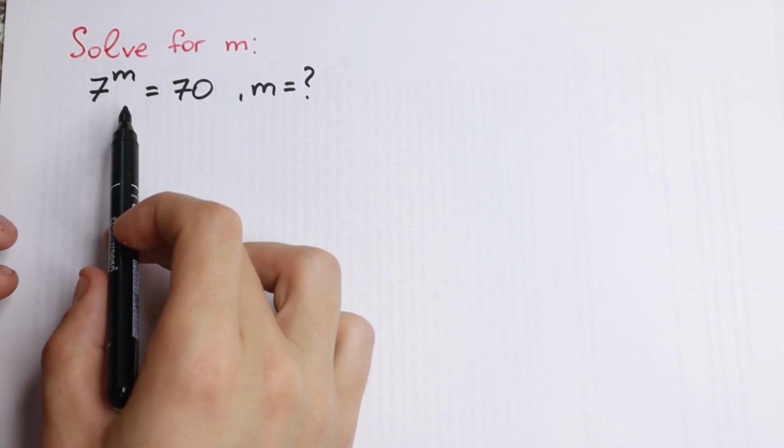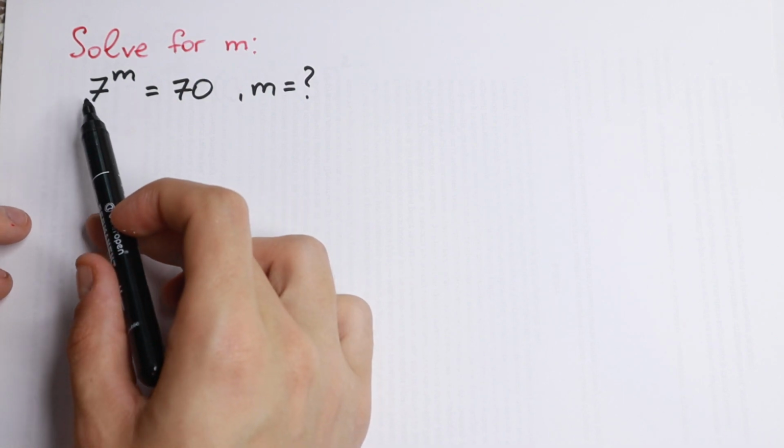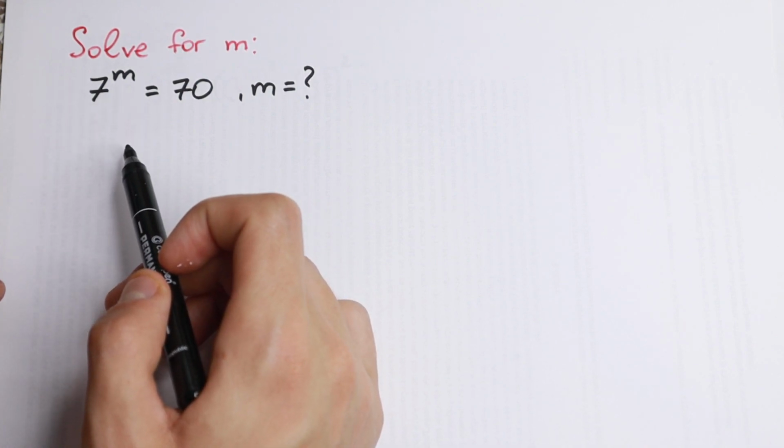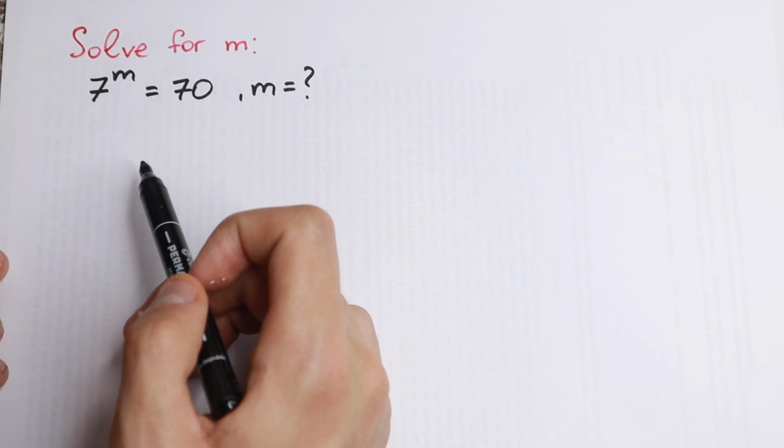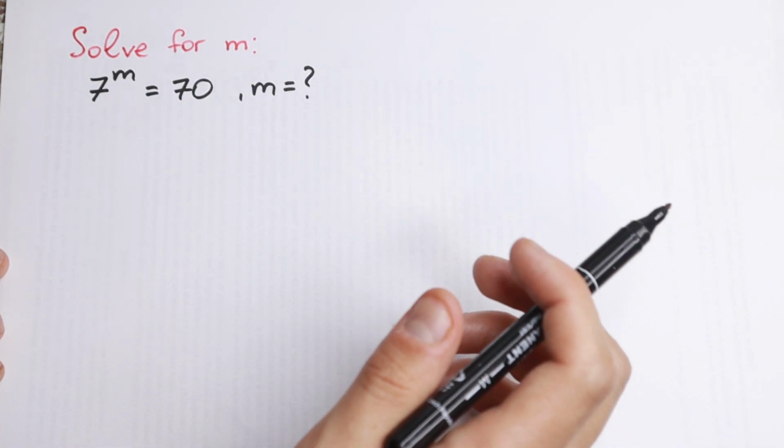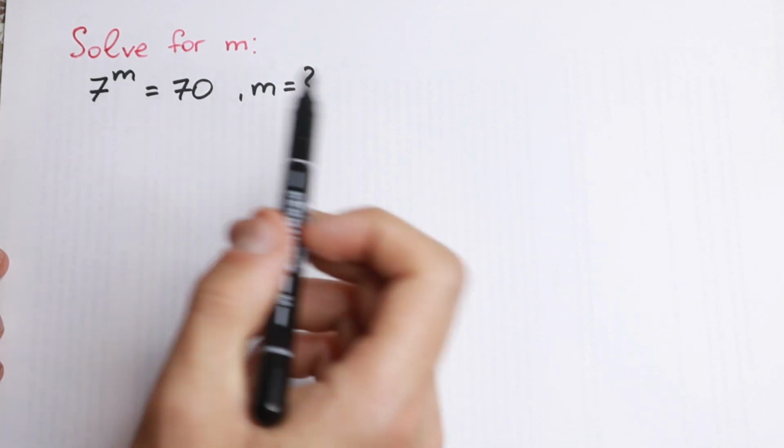Right, today I have a really interesting exponential equation. We have 7 to the power m equal to 70, and we need to find our m. I hope you will enjoy this video. I try my best to explain it to you as well.